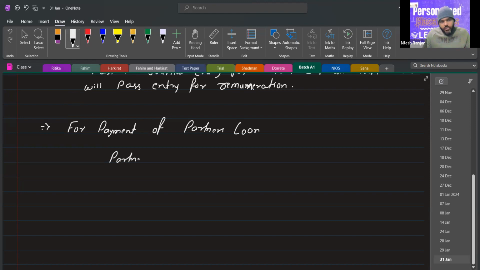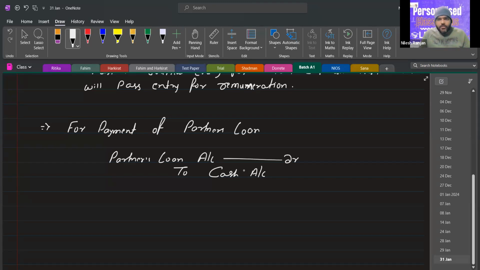It will be partner's loan account debit to cash account, because we are paying the liability. Partner's loan is a liability, and by payment we are removing the liability. We are decreasing the value of the liability, so it will be nil after the payment. That's why partner's loan is on the debit side, because liability decreases on the debit side, and to cash.